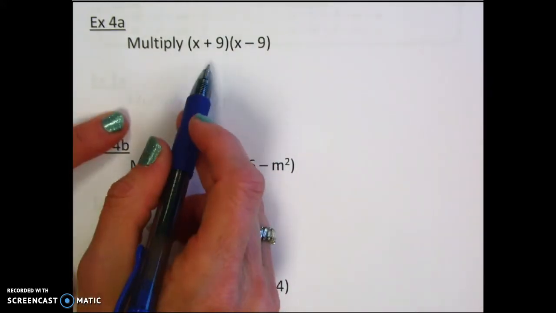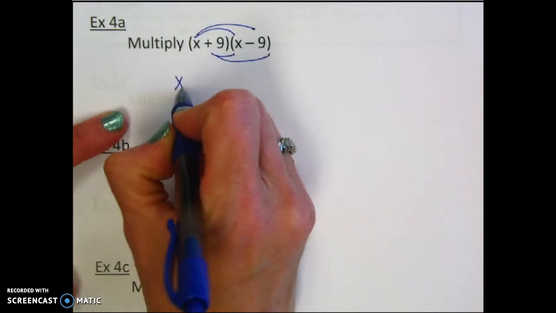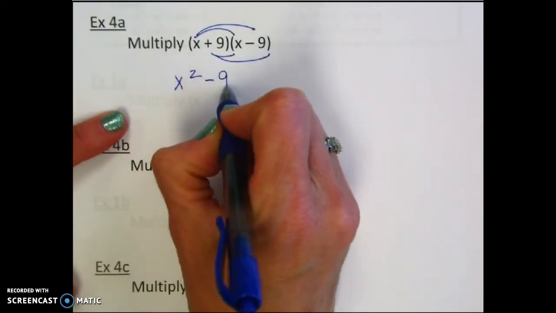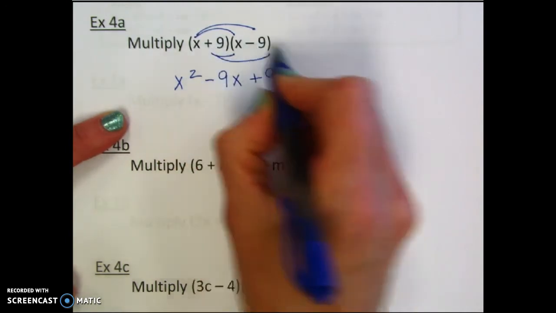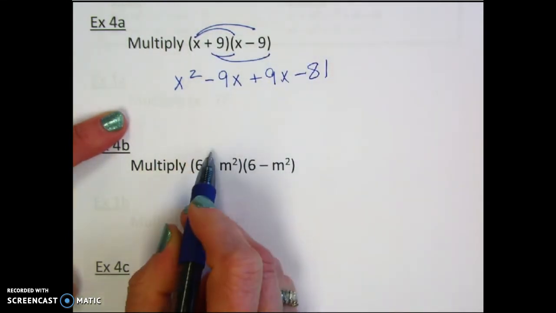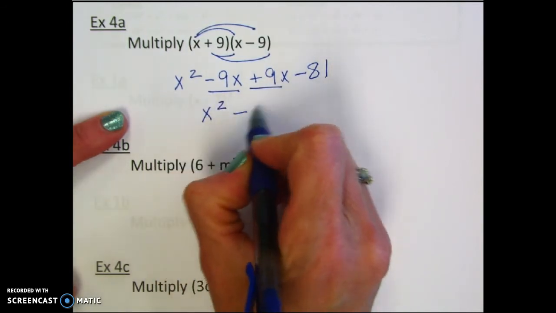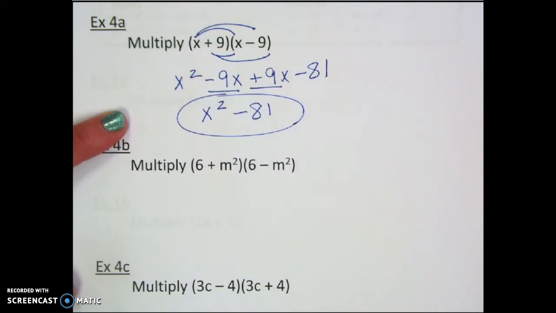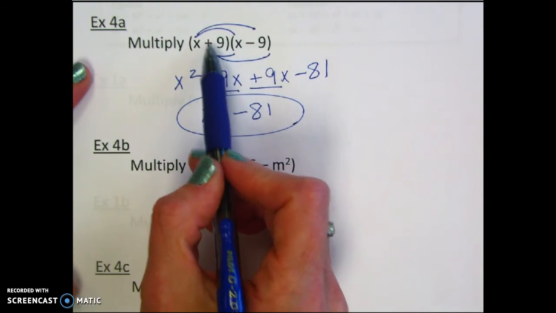So, same thing, distribute. x times x, x times negative 9, 9 times x, and positive 9 and a negative 9. This time, negative 9x and positive 9x add up to 0x, and we end up with just two terms. x squared minus 81.